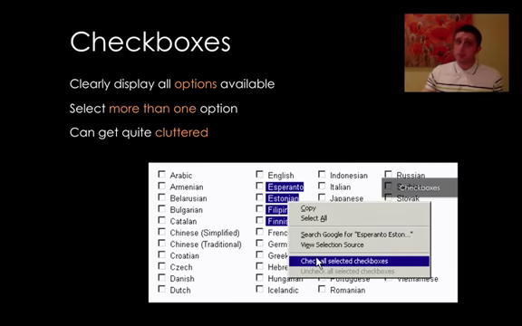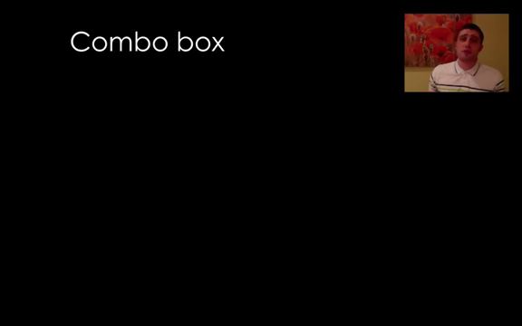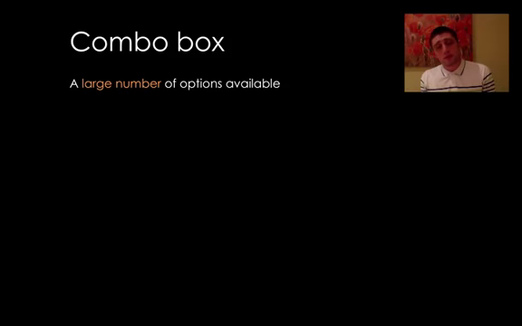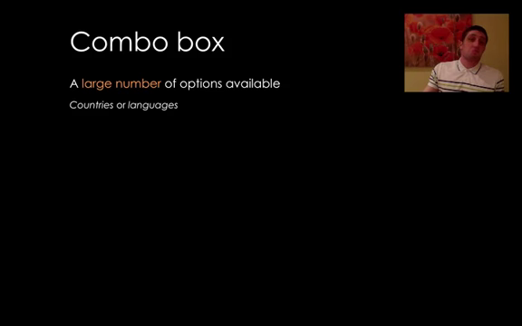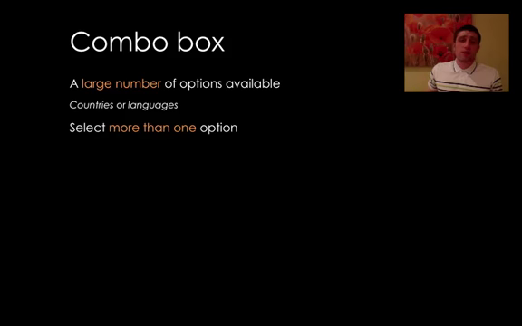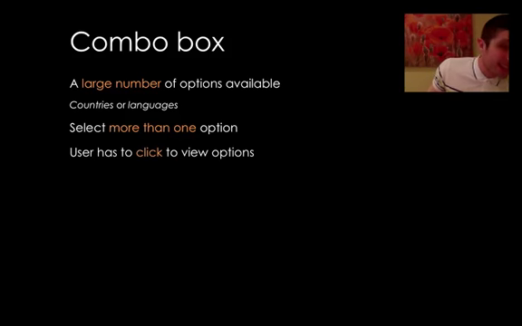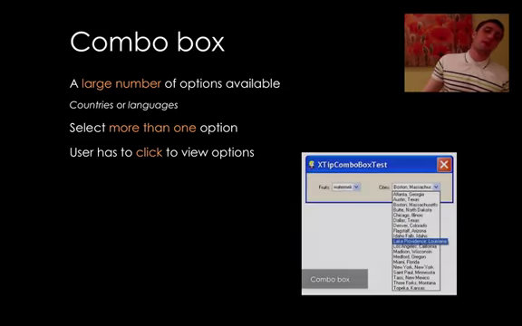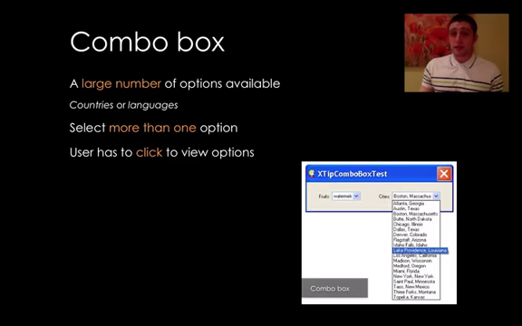But not to worry, because we have its good friend, the combo box. The combo box is also used to display a large number of options available. Indeed, things like countries or languages. Just like checkboxes, it allows you to select more than one option, and the user has to click to view those options in the first place. So this is important. So here you can see a typical drop-down box.